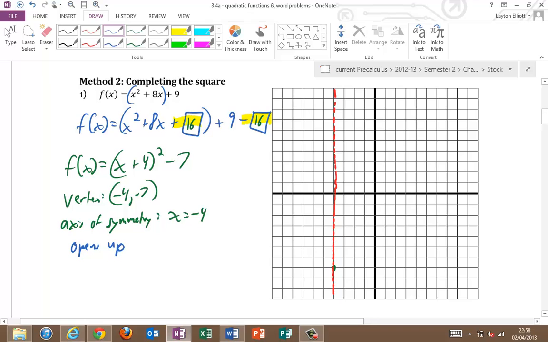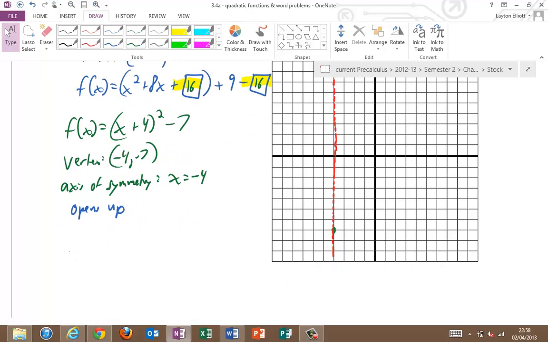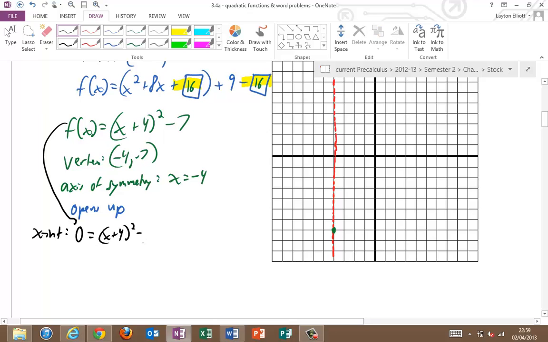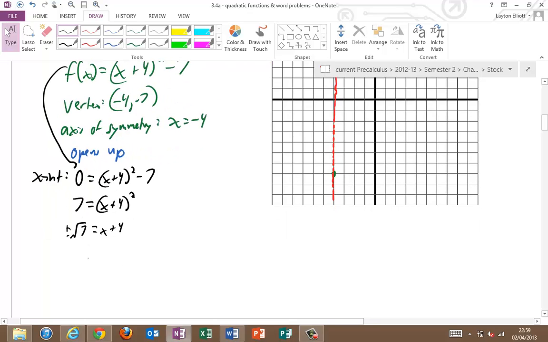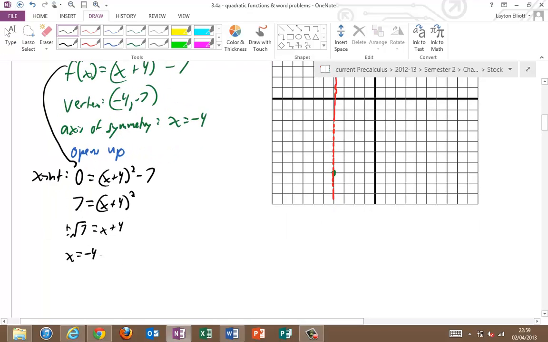I know that if I plot intercepts, let's do this set of intercepts. Let's do the x-intercept. To find an x-intercept, you set y equal to 0. I'm going to look at this one, and I'm going to set y equal to 0 and say 0 is equal to (x plus 4) squared minus 7. Add 7 to both sides. Take the plus or minus square root of both sides, so I get plus or minus radical 7 is equal to x plus 4. And x is equal to -4 plus or minus radical 7.